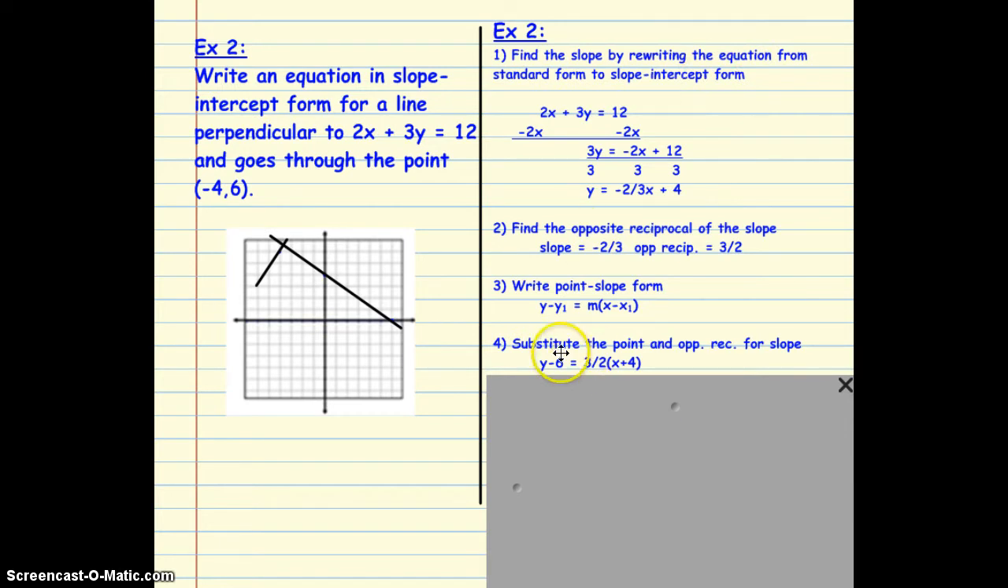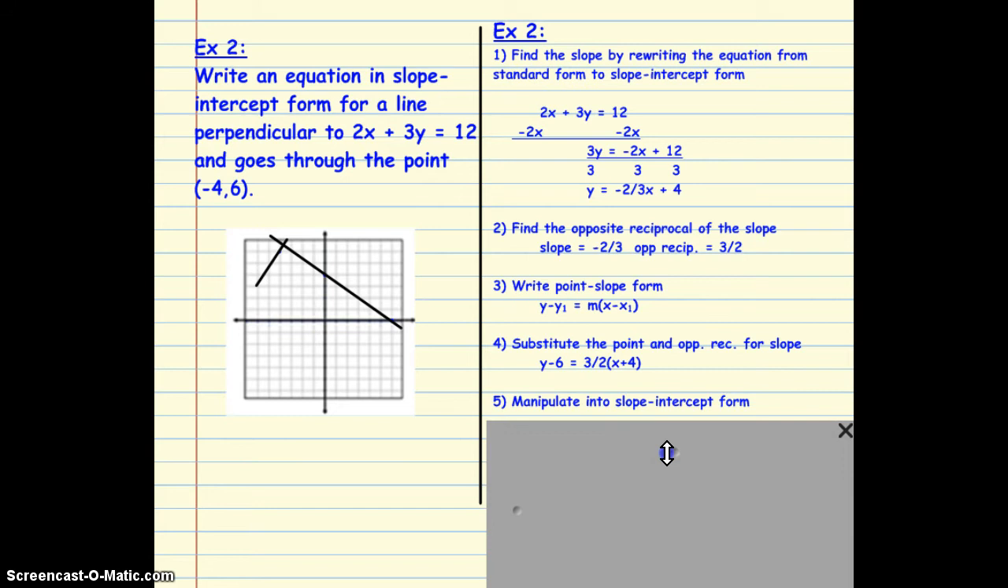If we fill in our point, we've got y minus y1, where our y1 value is 6, so we'll have y minus 6 equals, our m is our slope, but we are working with the opposite reciprocal, so we're going to put 3/2 in for our slope, then our parentheses x minus, and our x1 value is -4. So it's going to be x minus -4. But we know that subtracting a negative means adding a positive. So we can just put the plus.